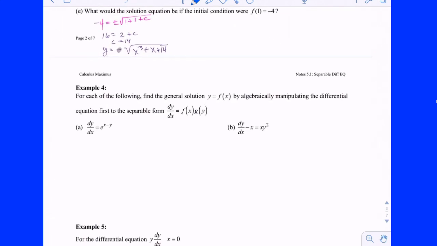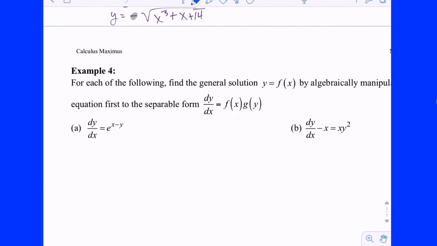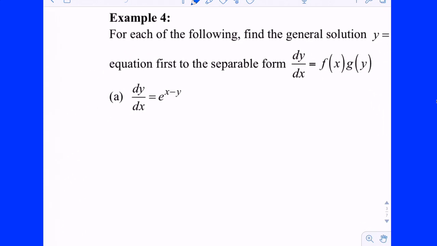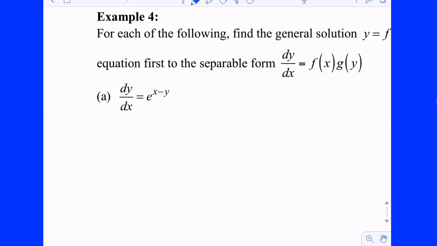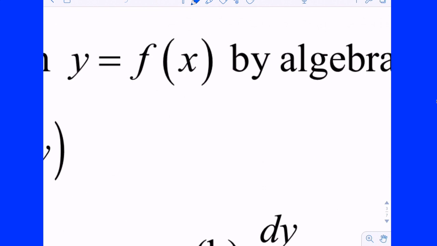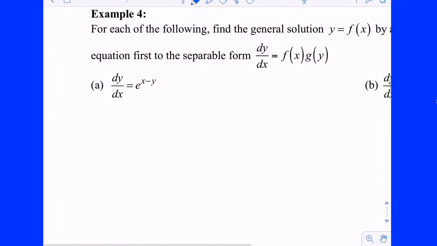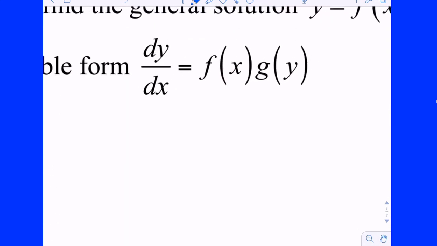Go full screen. We're picking up on example 4 on 5.1. We're solving separable differential equations. We got general solutions, and then we have particular solutions. All right, so example 4, for each of the following, find the general solution, which is y equals f of x, by algebraically manipulating the differential equation into a separable form.